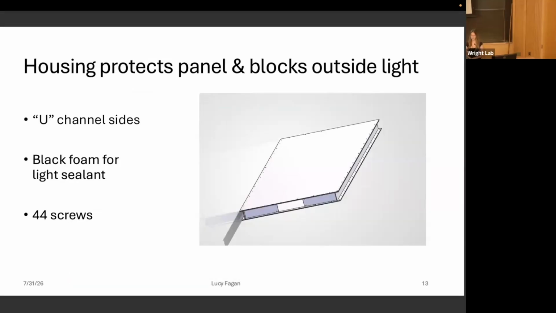Looking at the housing, we created U-channels for the sides, so that way we can eventually connect all of the panels together and put it into Cupid. We lined the inside with black foam for light tightness, and we put 44 little screws. We screwed them all in to our aluminum housing. Thank you, Donatella, for the help.